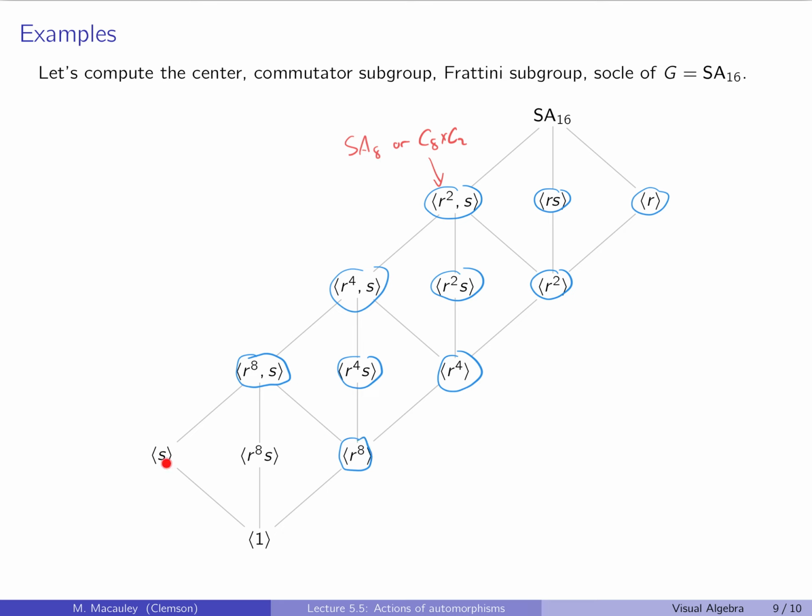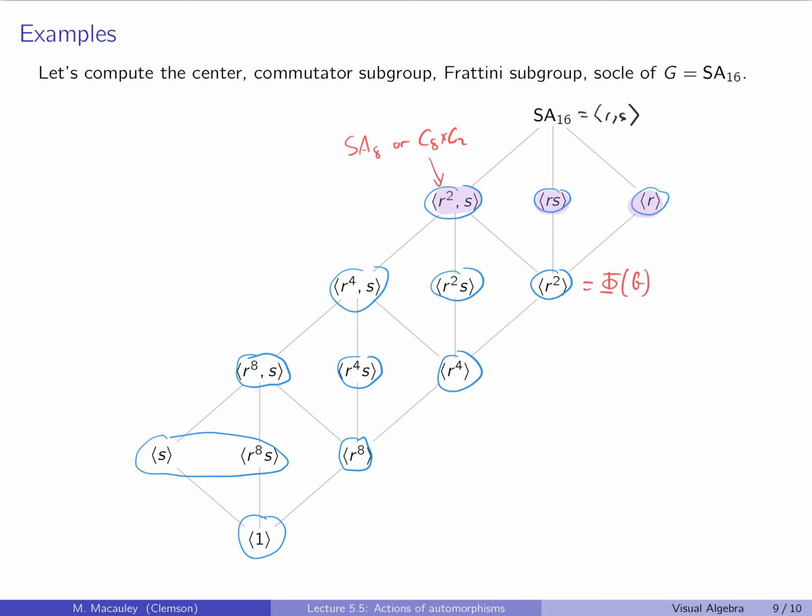These things here, if this were normal, it would be central. And then this group, SA₁, which is generated by R and S, would have to be abelian, and it's not, so that means that these things have to be conjugate. Okay, so the Frattini subgroup is the intersection of all of these maximal subgroups, so that has to be this subgroup right here. So that's the Frattini subgroup.